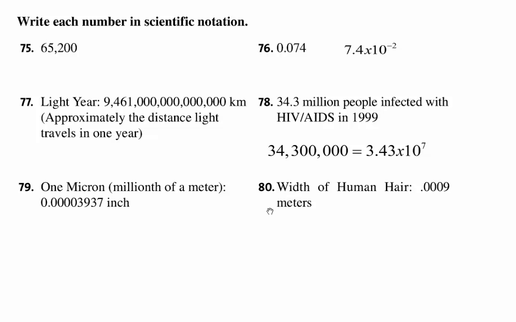If we take a look at number 80, the width of a human hair, all right, so we have 0.0009. So I have to move the decimal 1, 2, 3, 4 places to the right. So my answer should look something like this, right? 9 times 10 to the negative 4. Right? We move the decimal 1, 2, 3, 4 places to the right, so that's why we have a negative 4 here.